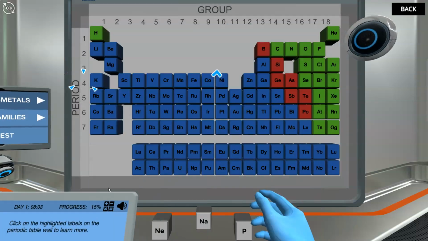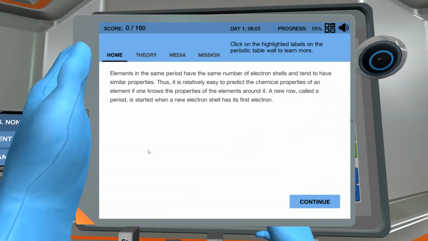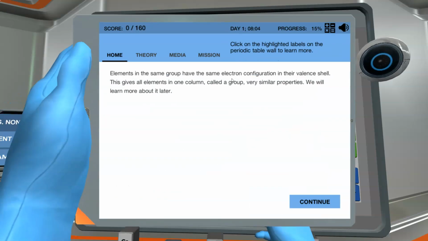Click on the highlighted labels on the periodic table wall to learn more. Elements in the same period have the same number of electron shells and tend to have similar properties. Thus, it is relatively easy to predict the chemical properties of an element if one knows the properties of the elements around it. A new row, called a period, is started when a new electron shell has its first electron. Elements in the same group have the same electron configuration in their valence shell. This gives all elements in one column, called a group, very similar properties. We will learn more about it later.